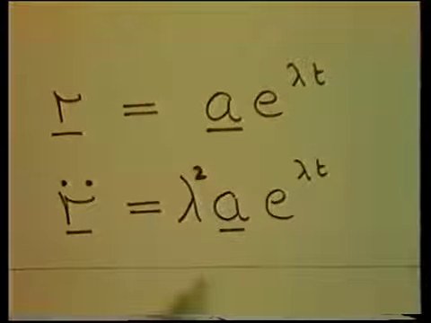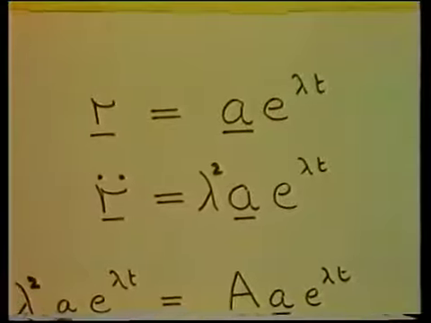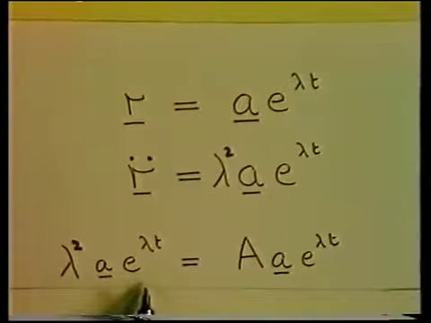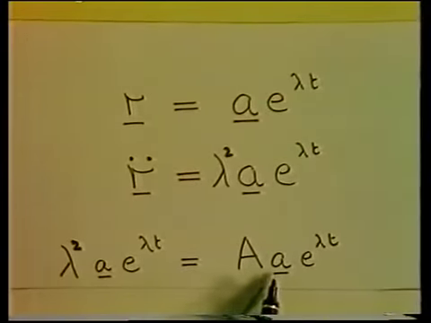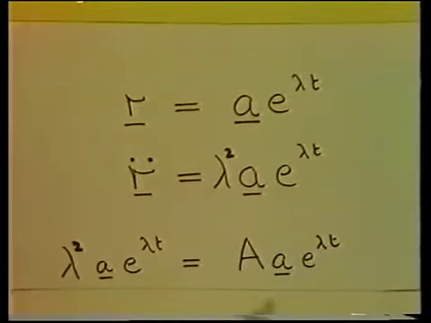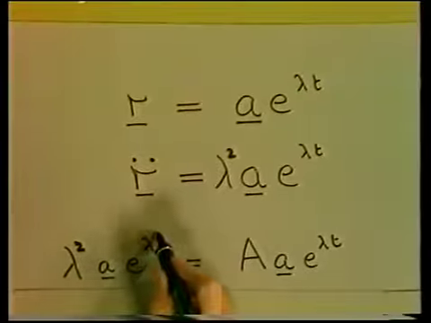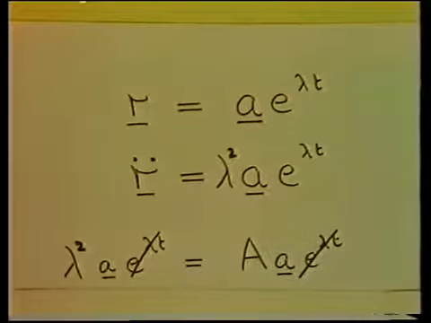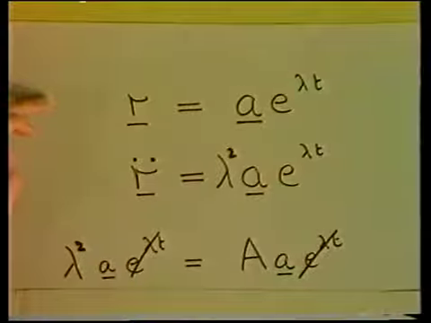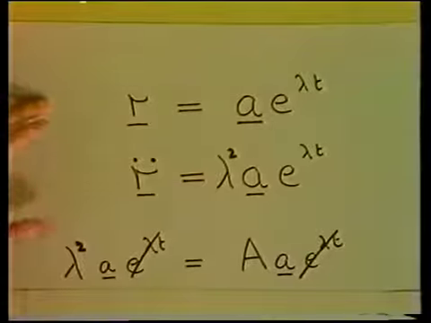Now I substitute back into my original differential equation. So I get this. There's r double dot equals the matrix A multiplied by what I'm trying for r. Now, e to the lambda t is never zero, so I can cancel that. And that just leaves this condition. So what I've shown is that this is a solution of my differential equation just so long as the vector a and the constant lambda satisfy this condition.